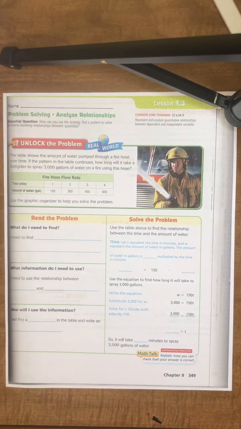Lesson 9.3, Problem Solving, Analyze Relationships. The table shows the amount of water pumped through a fire hose over time. If the pattern in the table continues, how long will it take a firefighter to spray 3,000 gallons of water on a fire using his hose?